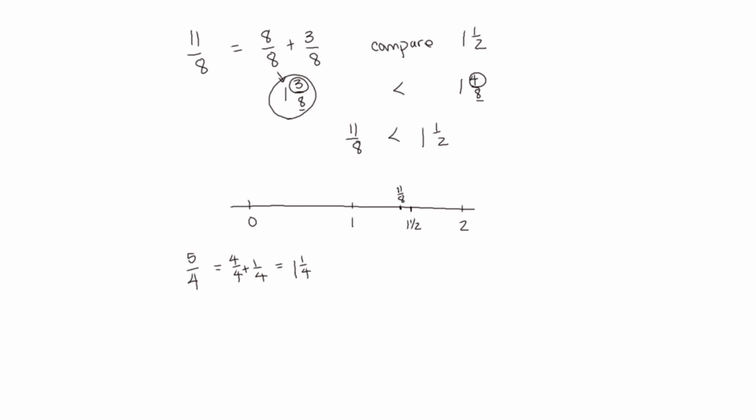So if we put that on our number line, if this is 1 and this is 1 1/2, we know that 1 1/4 would be in between the two, halfway between 1 and 1 1/2. So 5/4 would come here. And now we can write a statement comparing these two fractions, that 5/4 is less than 11/8. And both of them are less than 1 1/2.